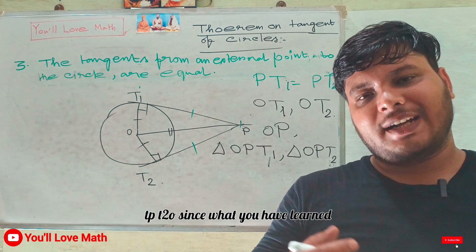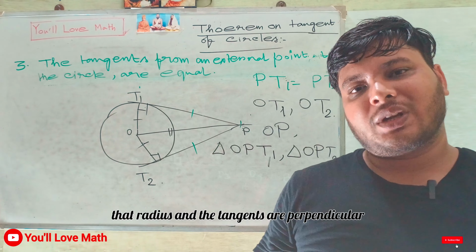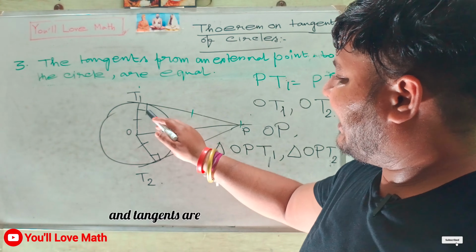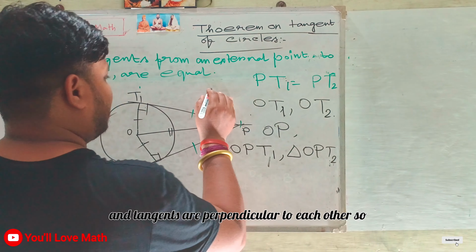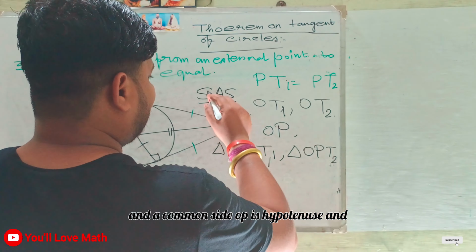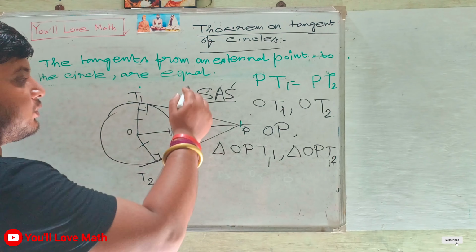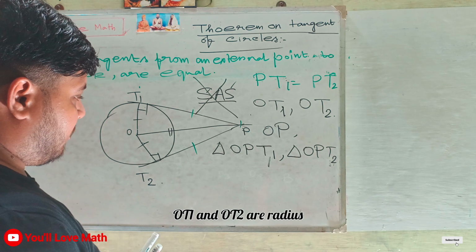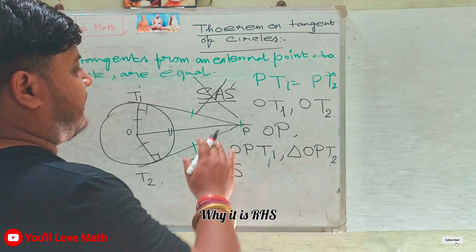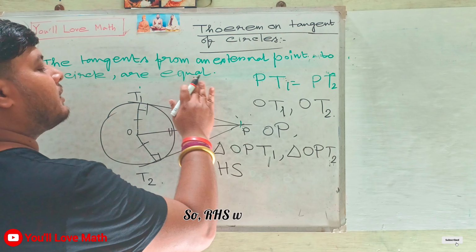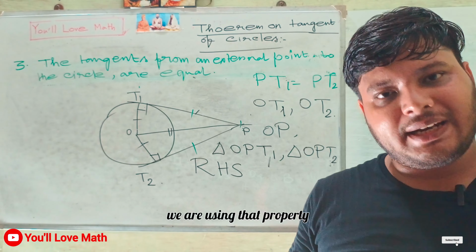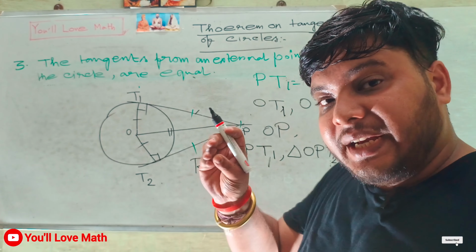Since what you have learned is that the radius and the tangent are perpendicular to each other, we get a right angle, and the common side OP is the hypotenuse, and OT1 and OT2 are radii. So will it be SAS? No, it will not be SAS. It will be RHS. Why is it RHS? Tell me, anyone? RHS is used here because in a right angle, the hypotenuse and a side are used. SAS will not be there.